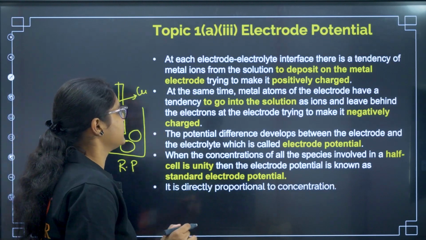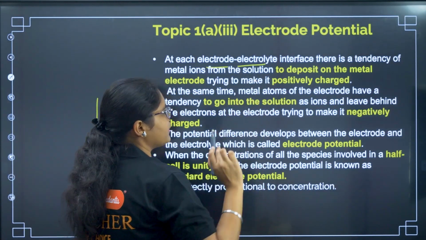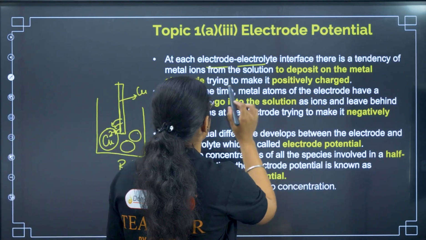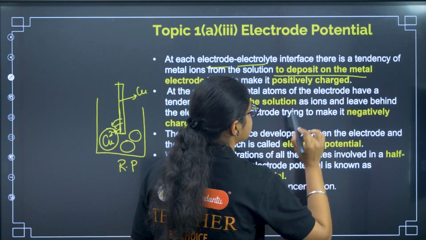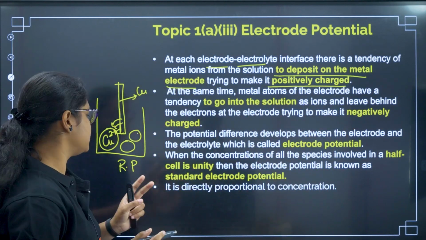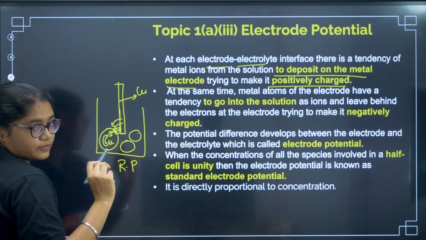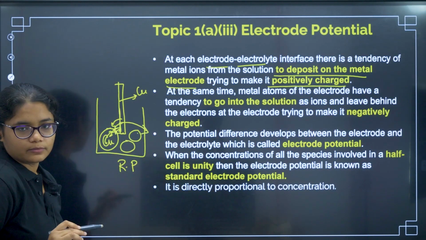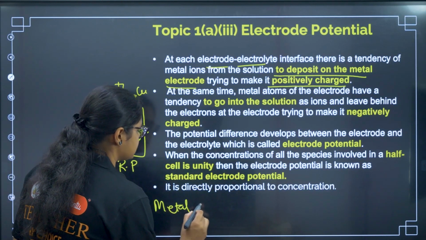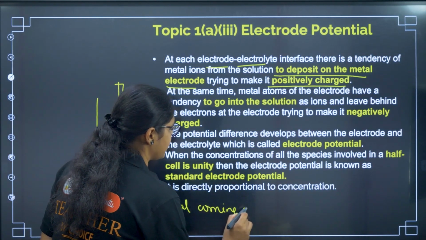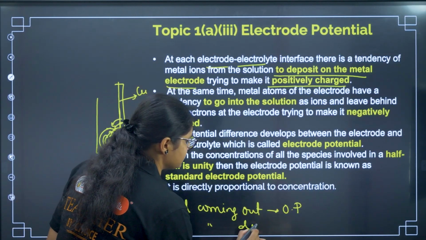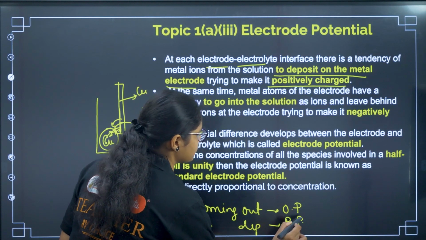Okay, now let us quickly see here. At each electrode and electrolyte interface, there is a tendency of the metal ions from the solution to deposit on the metal electrode, trying to make it positively charged. So there are two things: either the metal will get deposited on the rod or the metal will come out of the rod. There are two tendencies. If metal is coming out, then we get oxidation potential. If the metal is getting deposited, then it is called reduction potential, right?